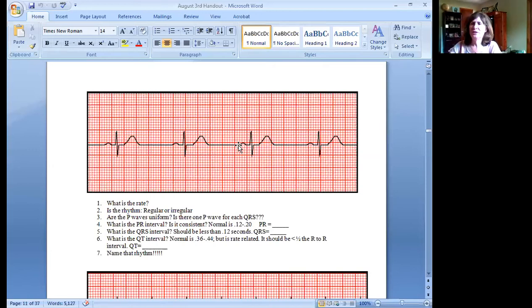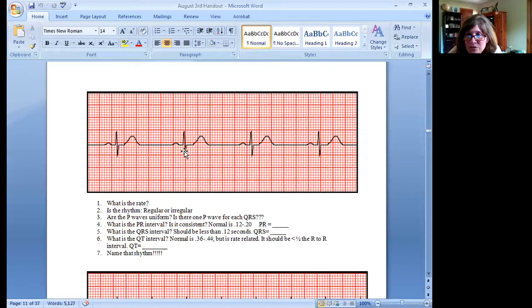Let me ask you a question. How's a patient going to do with a heart rate of 57? They're probably going to do great. They're probably going to be fine with a heart rate of 57. That rhythm is very regular. P waves are nice and uniform. The PR interval, you can count it.